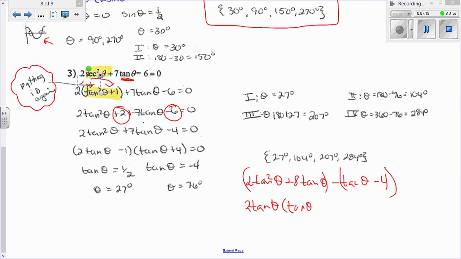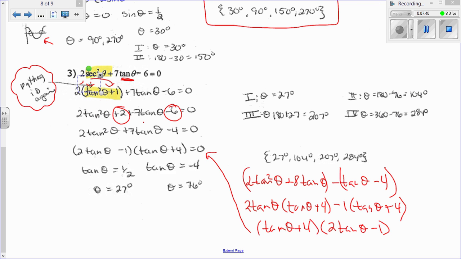Tan theta plus 4. Here I need to take out a negative 1. So I have tan theta plus 4. They have a tan theta plus 4 in common, and a 2 tan theta minus 1 is what's left over. And again, that's what I did right there. So tan theta is equal to 1/2, and this would be my reference angle.